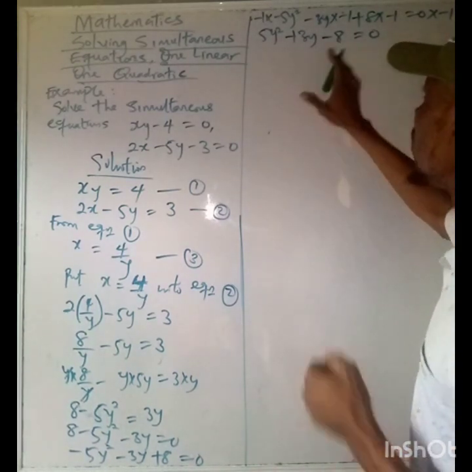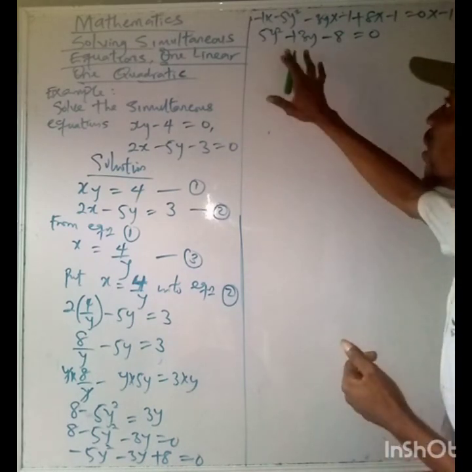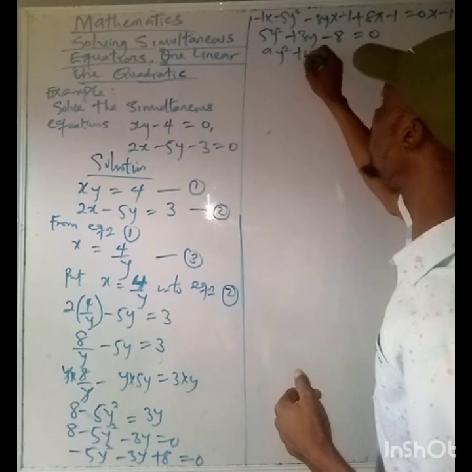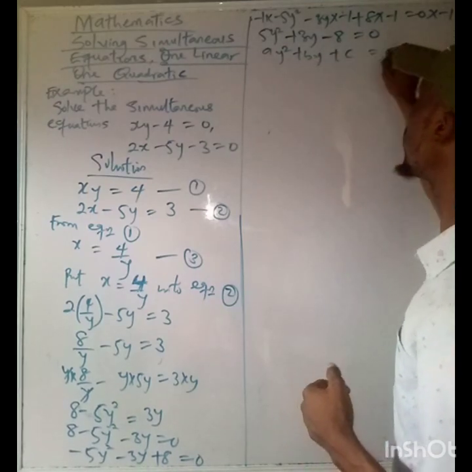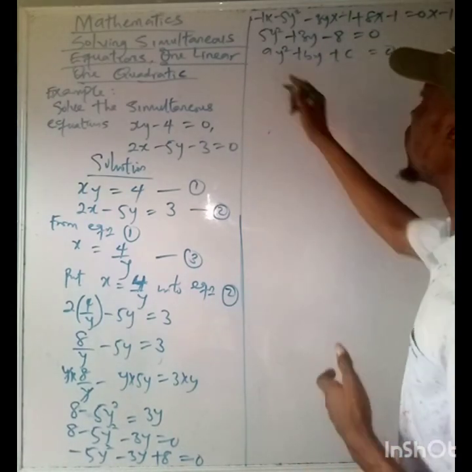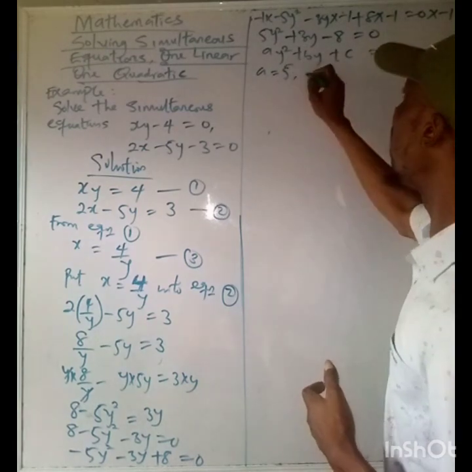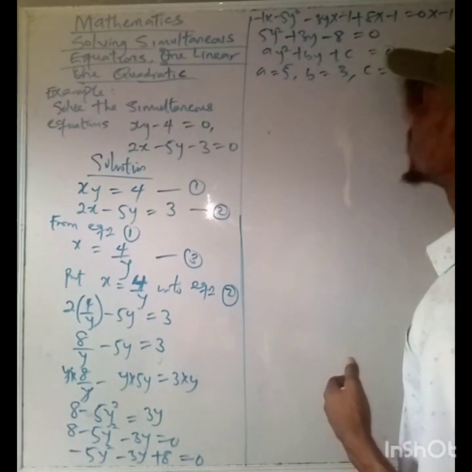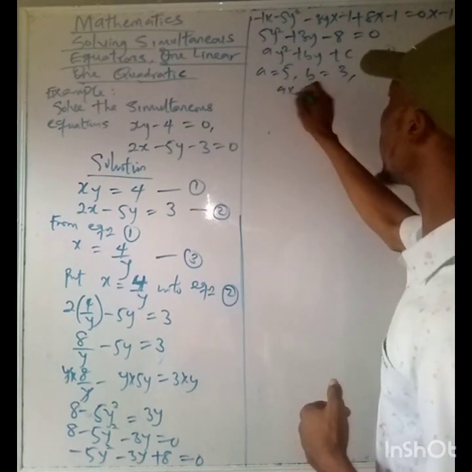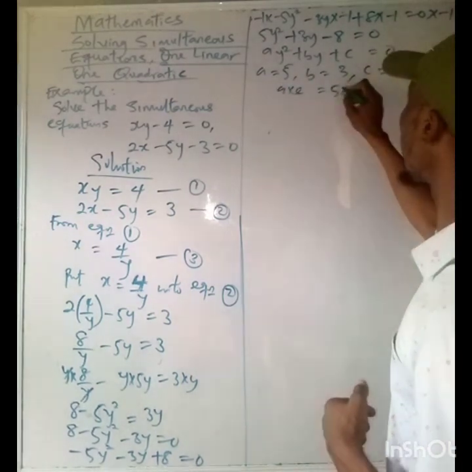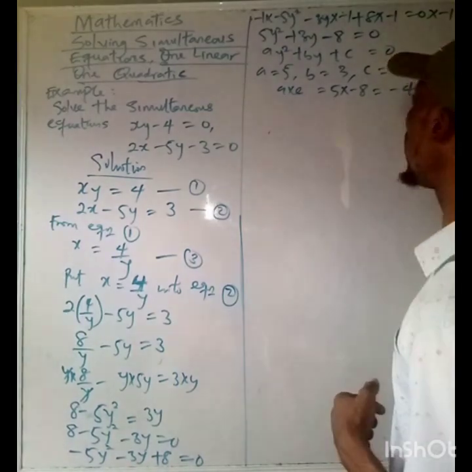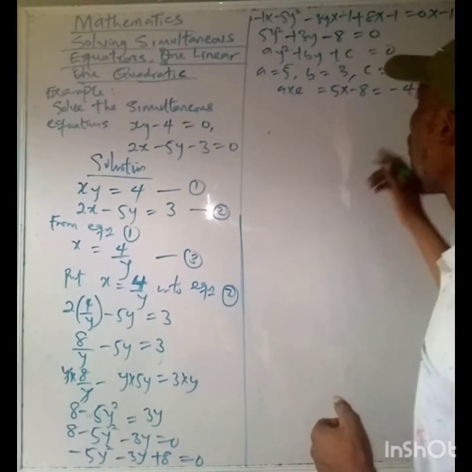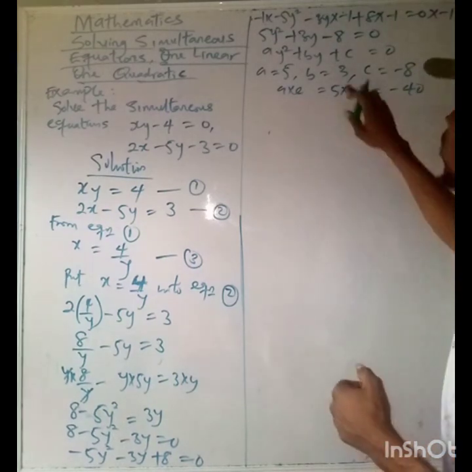Then we have this. So we solve this quadratic using the factorization method. Compare this with ay squared plus by plus c equals 0. On comparing the two, we have a to be 5, b to be 3 and c to be minus 8. Then we look for a times c. Our a times c is 5 times minus 8, which is minus 40. Then we need factors of minus 40 that add up to 3.